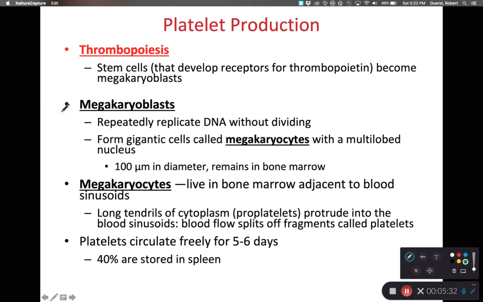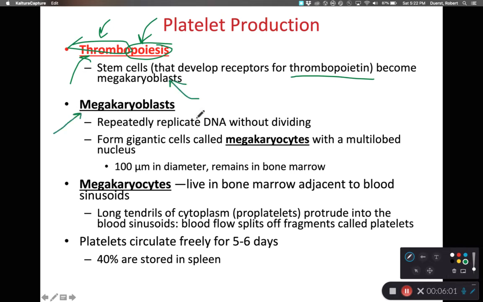Now, as we look at the process of making platelets, that's called thrombopoiesis. Thrombo for platelet, poiesis for production of. So we talked about erythropoiesis, leukopoiesis. Now we're at thrombopoiesis. So we have stem cells, multipotent stem cells, adult stem cells that are going to receive thrombopoietin. And from there, when those stem cells are stimulated by thrombopoietin, they differentiate into a megakaryoblast.